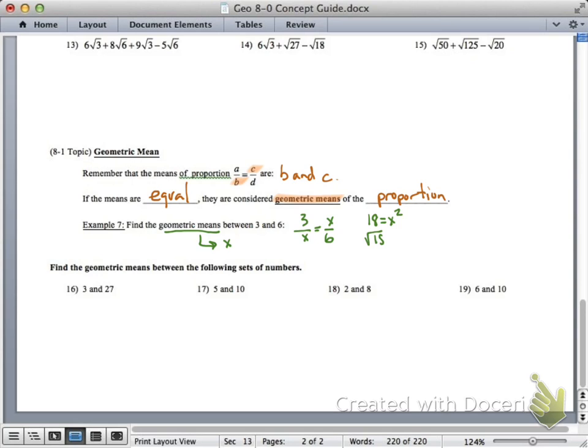Get the x by itself, take the square root of both sides, and we're left with x equals the square root of 18, like what we've just been simplifying. How does this square root of 18 simplify? It's 3 square root of 2. So the geometric mean between 3 and 6 is 3 square root of 2. So that's what a geometric mean is, and I'll show you where that comes into play with the geometry once we get into class. But for right now, I'd like to see if you can come up with these 4 geometric means.